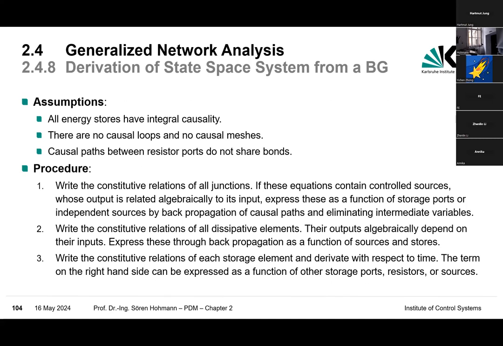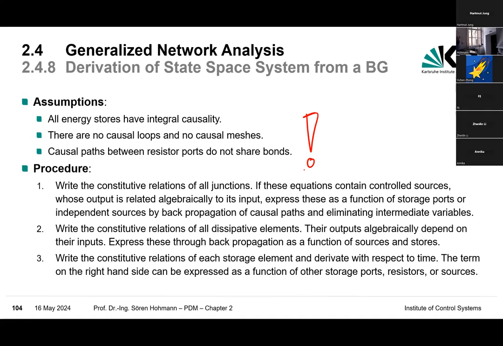Well, if I want to derive a state space system from a bond graph, now it's easy. We assume that all energy stores have integral causality. If this is the case, there are no causal loops and no causal meshes. Causal paths between resistor ports do not share bonds. If we make these assumptions, then we can automatically, not so important because you program this in the computer, backpropagate through all the things.